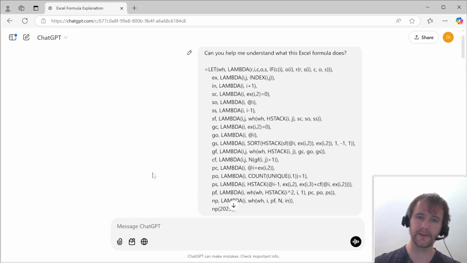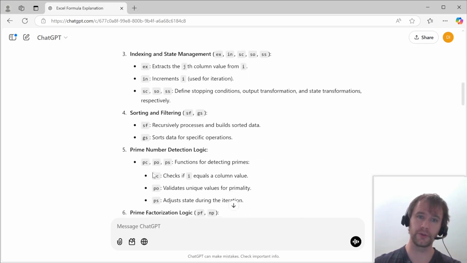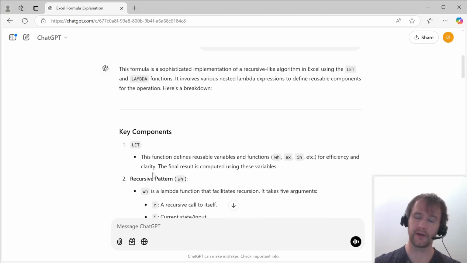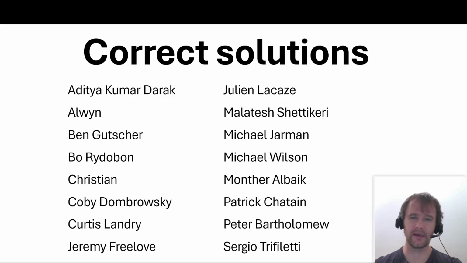So to me, this was super interesting. This says ChatGPT is a super useful tool for understanding very complicated Excel functions, and this is more complicated than most of what you'll have to deal with. But you've got to use it with caution because it will just bluster. Anyway, that's enough of that. I want to announce the winner.